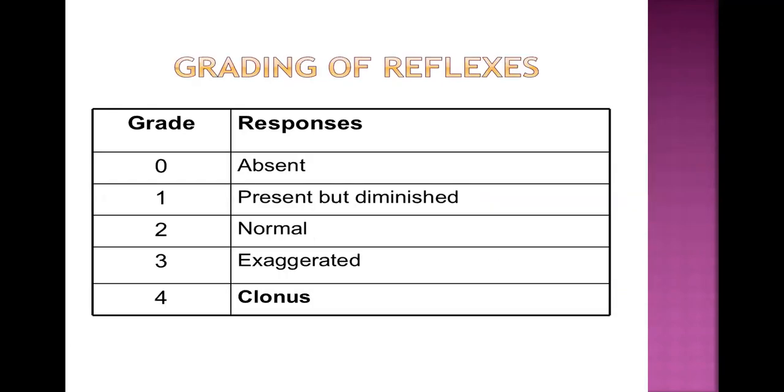Now, after eliciting all these different deep tendon reflexes, you need to grade them, whether they are normal, absent, diminished, or exaggerated. They are also known as brisk, or is there any clonus? If a reflex is not elicited even with a reinforcement technique like Jendrassik's maneuver, then it is grade 0, meaning absent. Grade 1 means they are present but diminished. Grade 2, they are normal. Grade 3, they are exaggerated or brisk, which is usually seen in an upper motor neuron type of lesion. And grade 4 is called clonus. This clonus is a very important feature of upper motor neuron lesion.